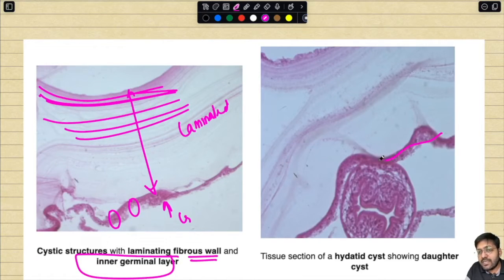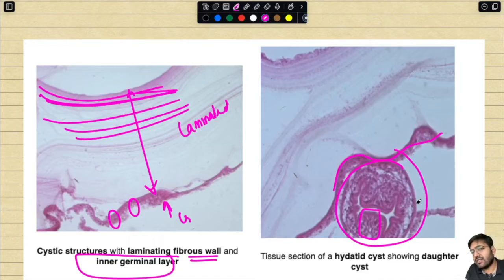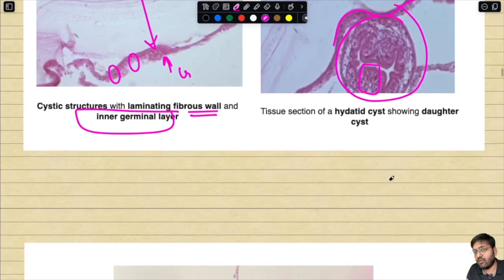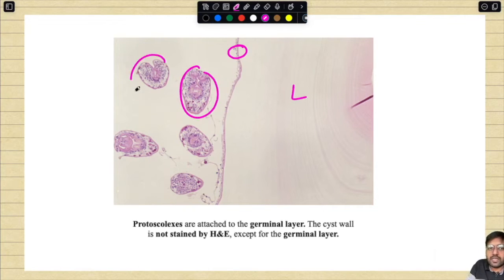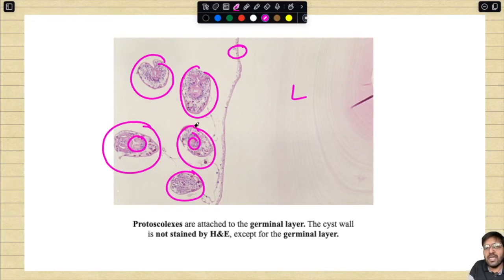Now you can see over here, this cellular germinative layer is giving rise to a protoscolex. Can you see a protoscolex with the visible hooklets? There are multiple such protoscolices over here containing multiple hooklets, and they enlarge to form the daughter cyst. Now over here we can again see, this is the germinative layer, this is the laminated layer. Multiple protoscolices can be appreciated over here, each with their own hooklets.